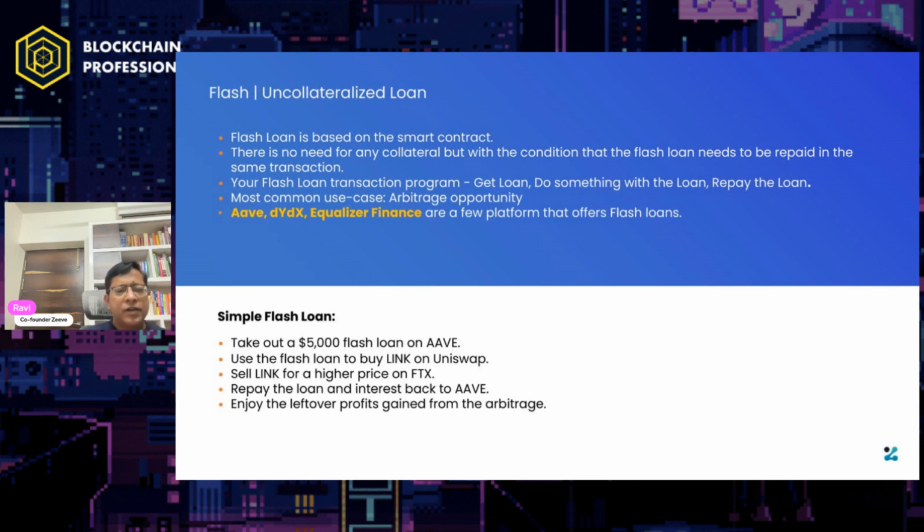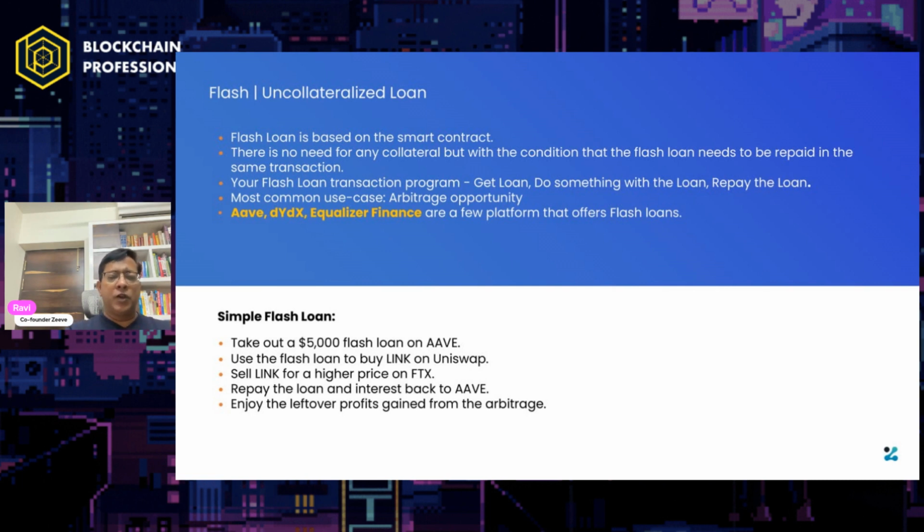Taking a simple flash loan example, let's say you take a $5,000 flash loan on Aave. You use that $5,000 to buy Link on Uniswap, and then you sell that Link at a higher price on FTX. Once you have sold it, you've got your money back. You can repay the loan on Aave, including the interest, and still make a small profit out of it.